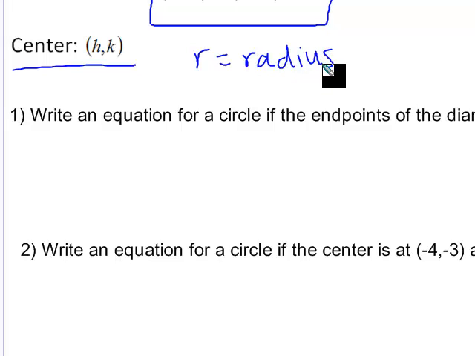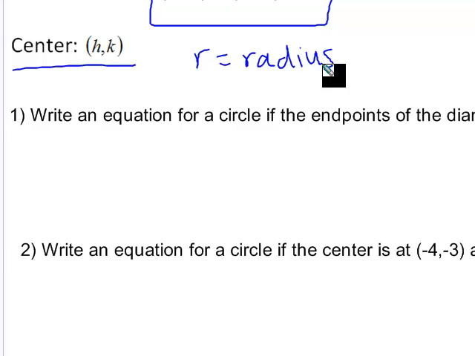Okay, so if we know the radius and if we know the center of the circle, we can write the equation. So that's actually what we're going to do first, is I'm going to give you some information about the equation, and then we want to write it. So we need to figure out what the center is and what the radius is. So first one, we want to write an equation for a circle if the endpoints of the diameter are (5, 4) and (-2, -6). So we're given endpoints of the diameter.